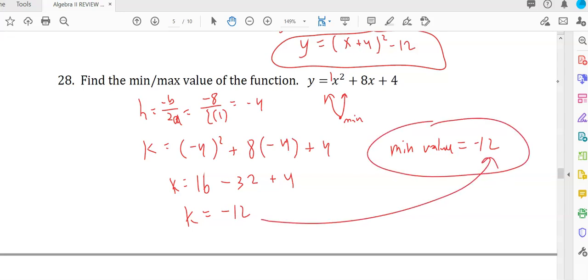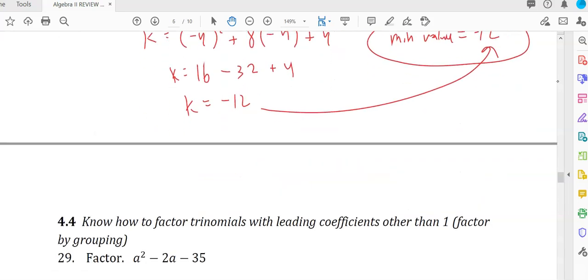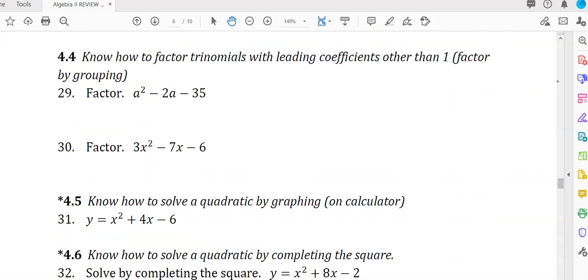I don't need the h, the minimum maximum value. Didn't ask for the ordered pair, asked for the value. Try to factor trinomials when the leading coefficient is other than 1. Okay, let's just factor this one.